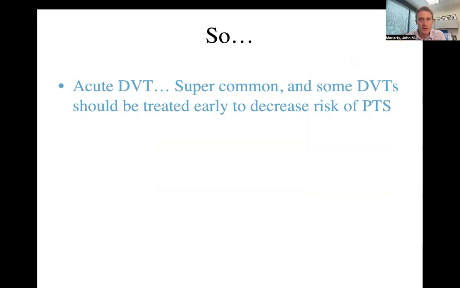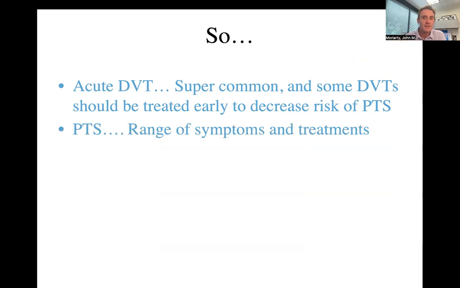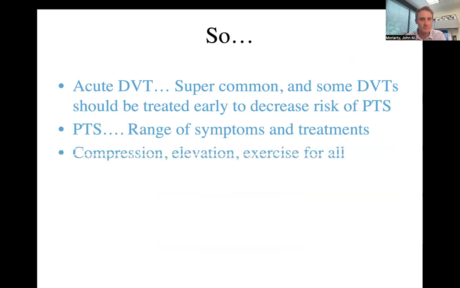Acute DVT is super common, and some DVTs, particularly the DVTs that are big in the thigh and causing a lot of symptoms, should get treated early. So they should be referred to an interventional specialist to prevent post-thrombotic syndrome. And post-thrombotic syndrome, it's a range. Some people will have mild, some people will have severe, and every patient is different. And therefore the treatments on offer are different depending on where on that range of the post-thrombotic syndrome spectrum you come. Most people get compression, elevation, and exercise.